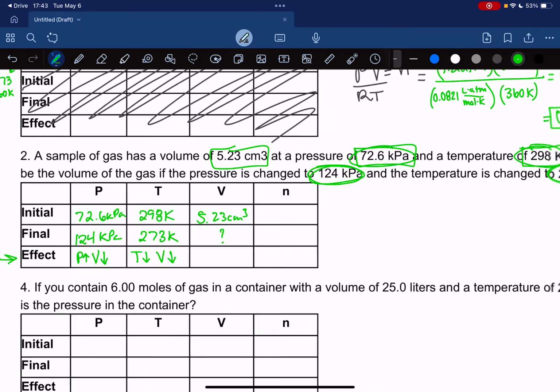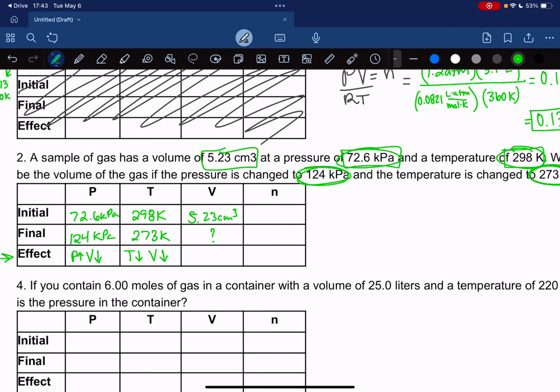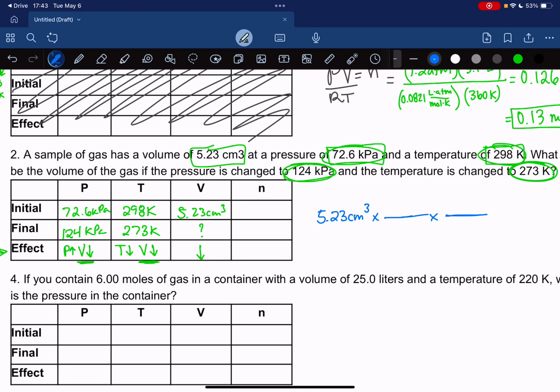And now I'm ready to do my math. I can see that both my pressure change and my temperature change are contributing to a volume decrease. So when I do my math, I'm going to start with my 5.23 cubic centimeters. I'm going to multiply by, of course, two ratios. The question here is, how do I set up my ratios? Do I want them to be the bigger number on top or the bigger number on bottom?